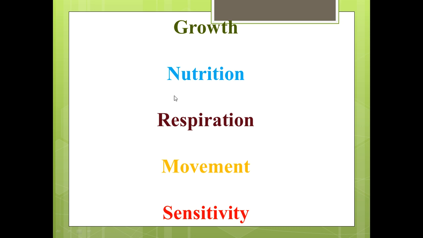Next, nutrition. The process of obtaining nutrients that are necessary for growth and other life processes is called nutrition. So only with the help of nutrition in our body, we can perform various activities. So children, you must eat only healthy foods, vegetables, fruits and milk. Okay, right.